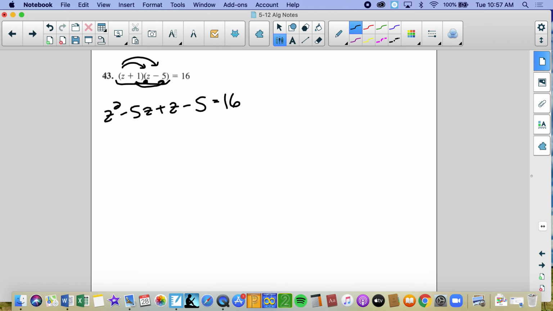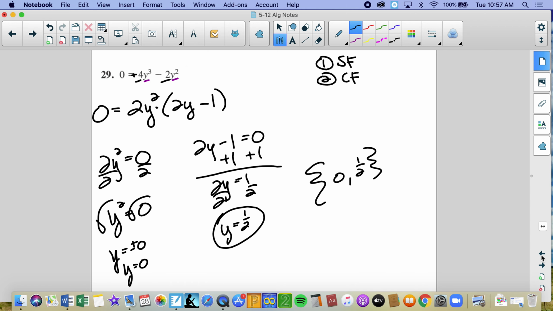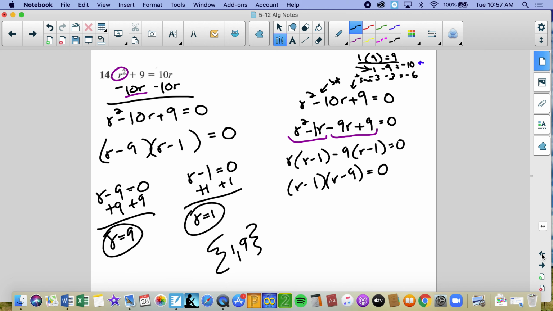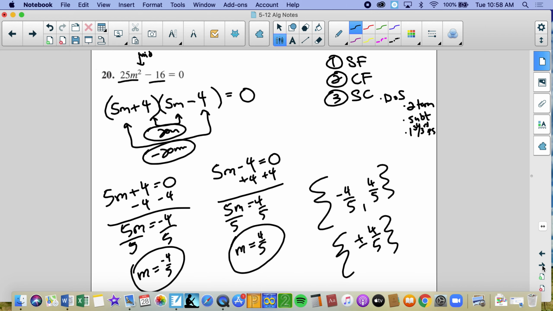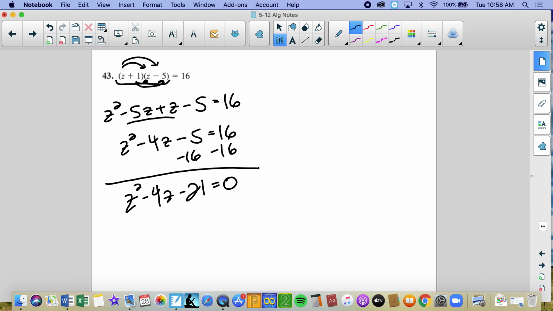I'm going to simplify this left side. We've got like terms here. So that makes z squared minus 4z minus 5 equals 16. That looks like a couple of our earlier problems. Yeah, I guess this is really our first type. So we want to set this equal to 0. We're going to subtract 16. So we get z squared minus 4z minus 21 equals 0.